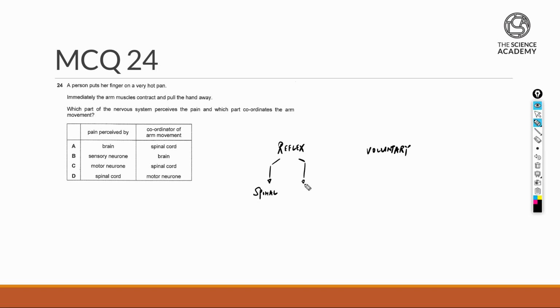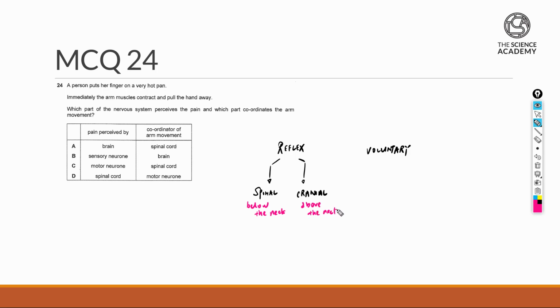or a cranial reflex. Now, what justifies a spinal or a cranial reflex is where the action and sensation are actually being perceived. So, a spinal reflex would be for anything that is perceived below the neck, and for the cranial reflex, anything that is above the neck.